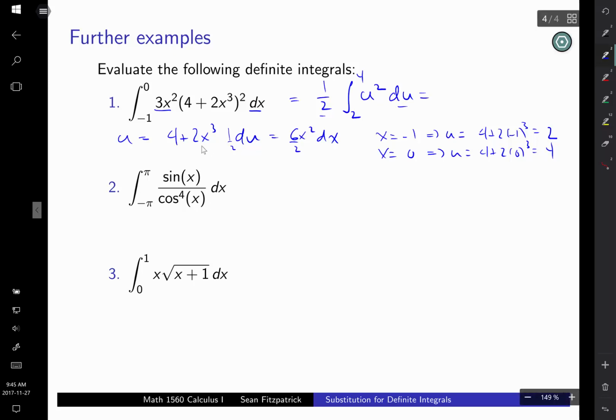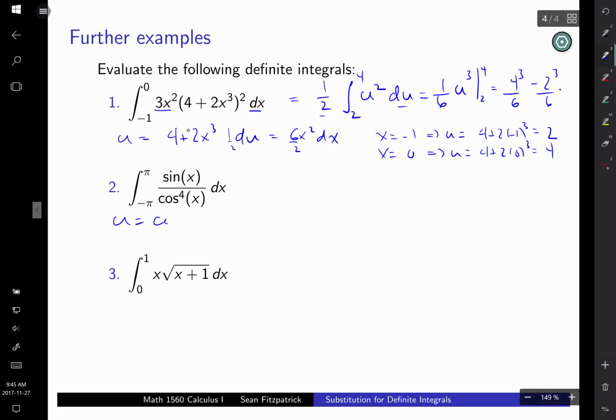So the antiderivative for u squared is 1 over 3 u cubed. So 1/3 times 1/2, I get 1 over 6 u cubed from 2 to 4. So I get 4 cubed over 6 minus 2 cubed over 6. Alright, we can leave it like that. If you want to work out the numbers, you can, but I will leave it unsimplified. Okay, here's another one.